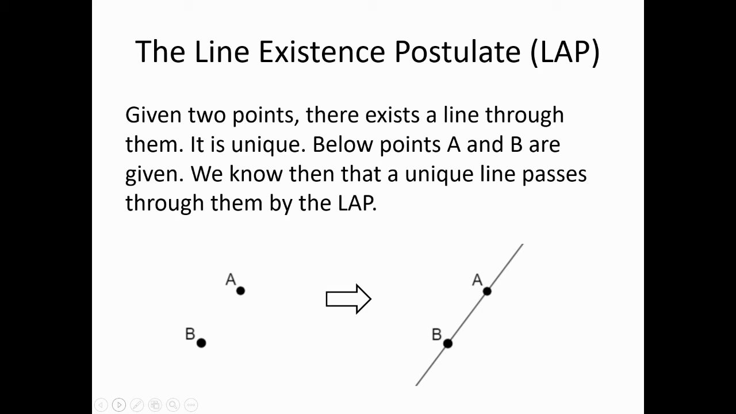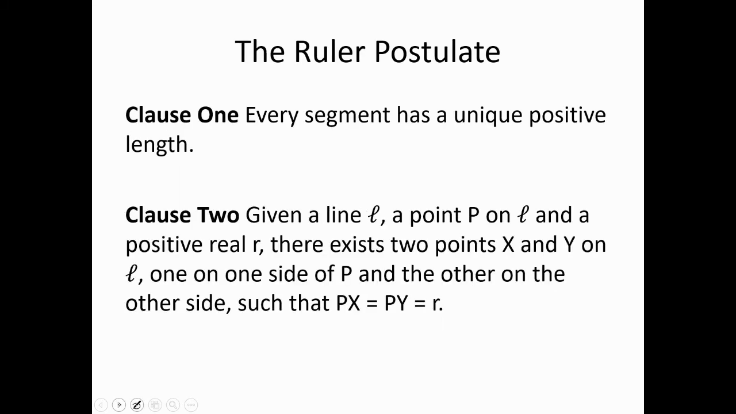So look at the diagram. On the left-hand side, we start simply with a pair of points A and B, and then we have an arrow to indicate what follows from the existence of those 2 points, and what follows is the existence of that unique line that passes through them. That's our line existence postulate.